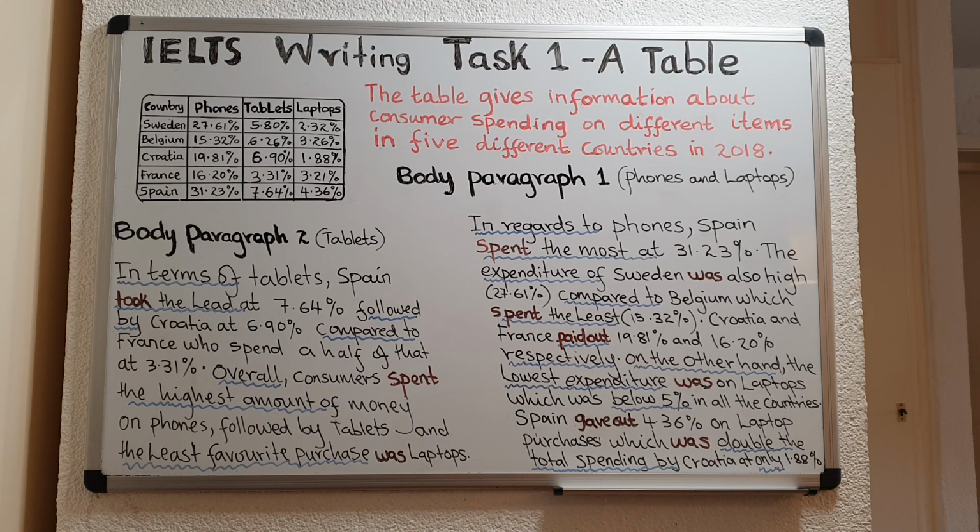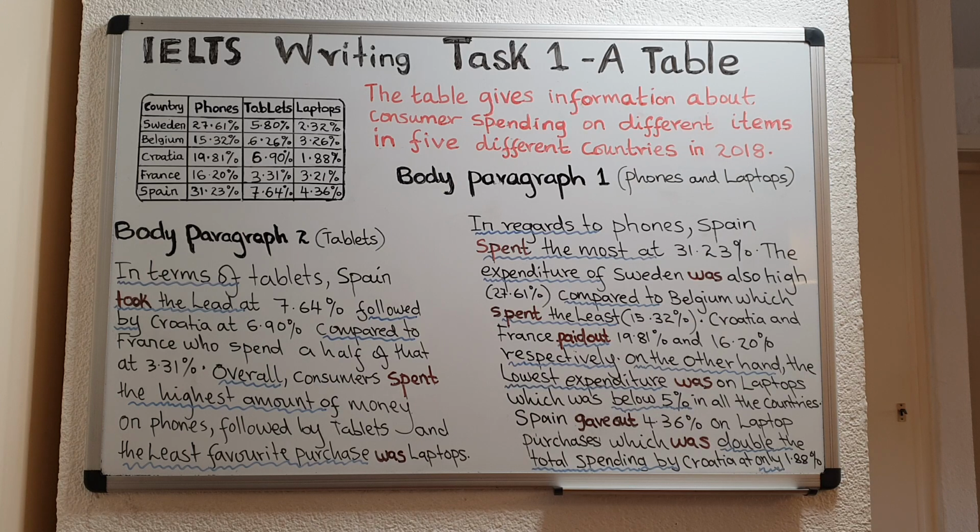3.31%. And then you look at the laptops. You see that Croatia has the least percentage with 1.88%. And then you have Spain once more that has 4.36%, taking the lead once more. So when you look at the data, try and always look at it in terms of the highest and the lowest. That gives you already some ideas for your key features when it comes to writing the overview. Okay, I discussed more about that in the previous video about how to write the introduction and the overview.